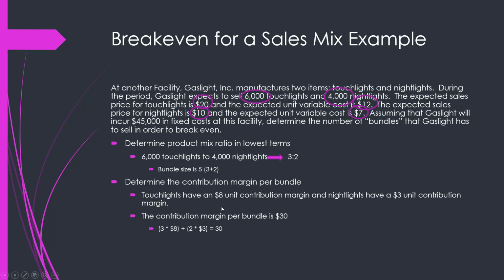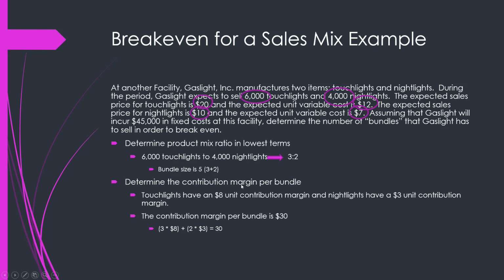And now, for our bundle, we take the number of that type of model that we have in our bundle and multiply it by that product's unit contribution margin. 3 out of every 5 units sold is expected to be touch lights, and touch lights have an $8 contribution margin, which means those 3 touch lights that we sell at a margin of $8 a piece will generate a total of $24 of margin. 2 out of every 5 units that we sell are expected to be night lights, and night lights have a $3 unit contribution margin. So if we sell 2 night lights in each bundle at a margin of $3 a piece, that's a total of $6.